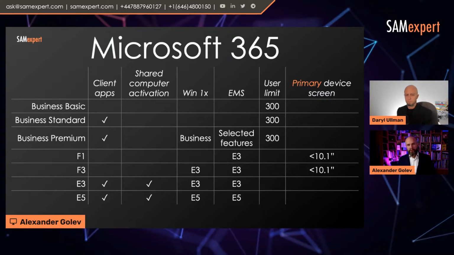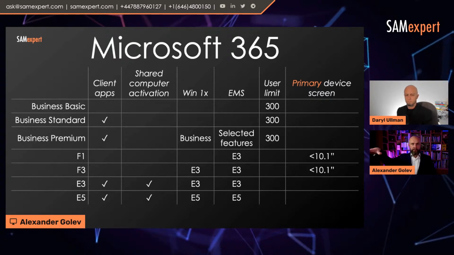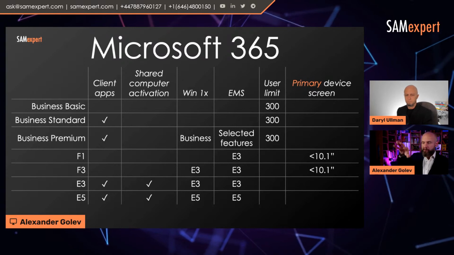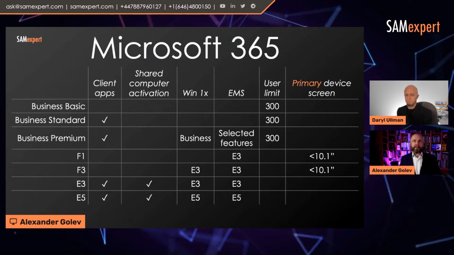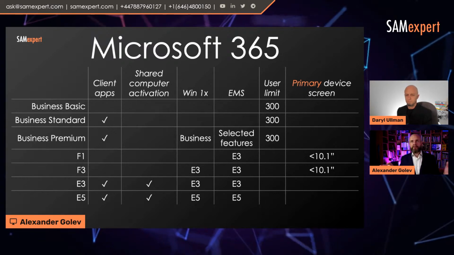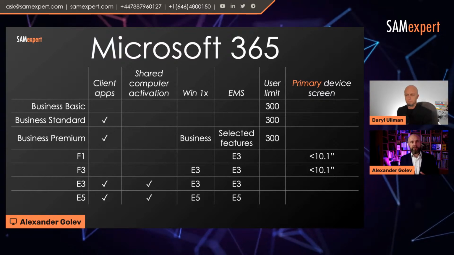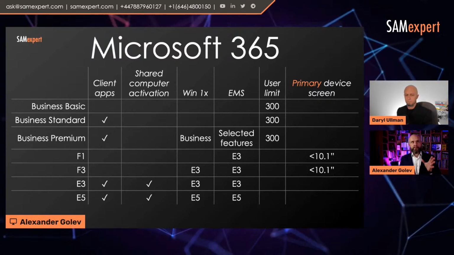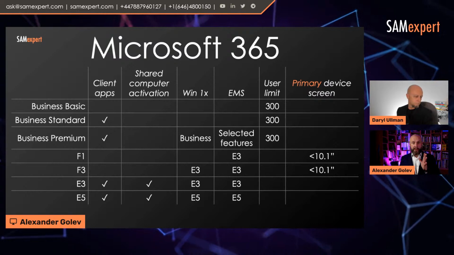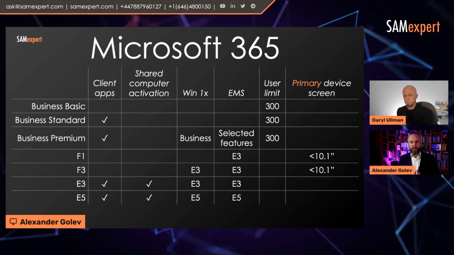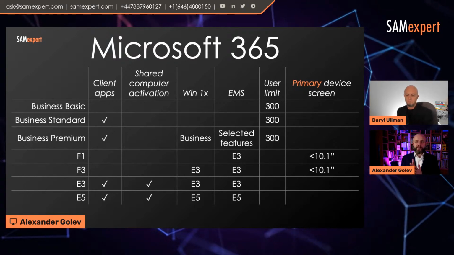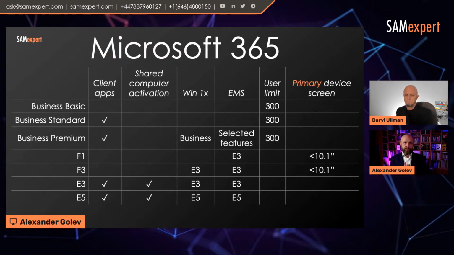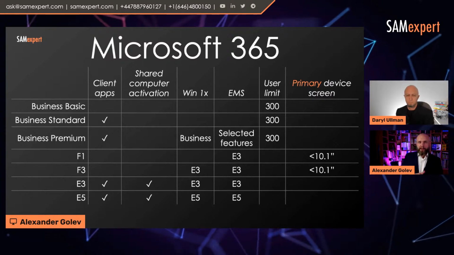Shared computer activation, only 3 and 5. It's for the terminal server usage. If you want to deploy your Office 365 in the terminal server, you must go with these two packages only. And then other differences like user limit, primary device screen, they're not really relevant right now. So for the desktop management part, just pay attention to where client apps are provided and which packages have shared computer activation. You may also pay attention to where Windows 10 is included as well, because not on every package you get Windows 10.